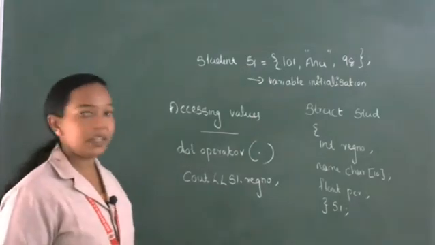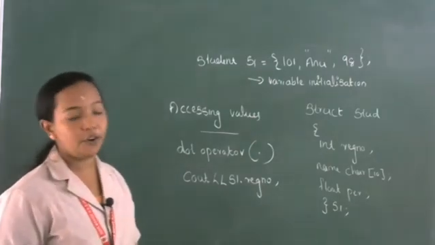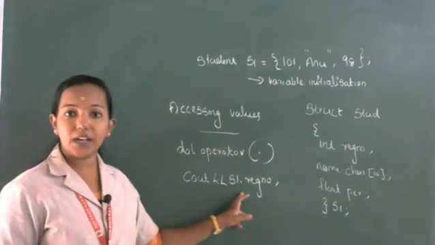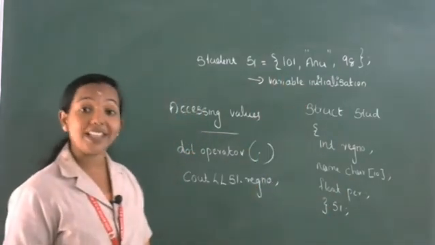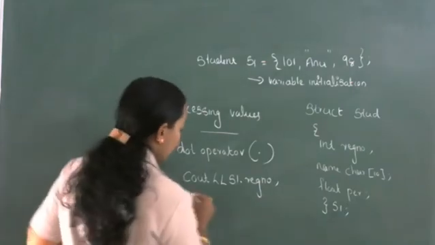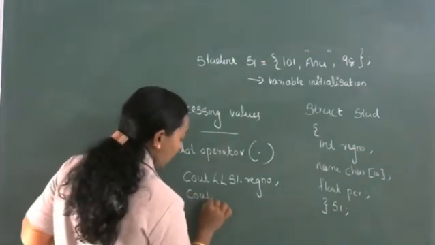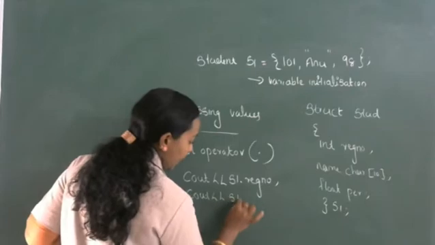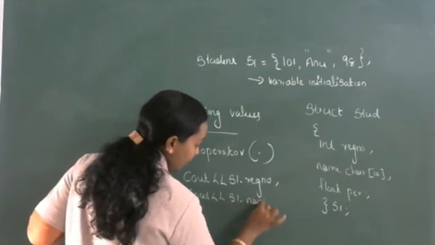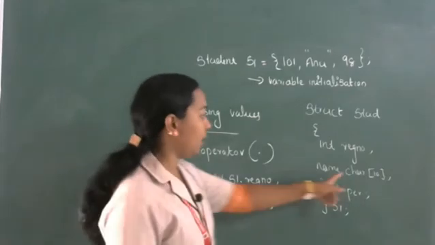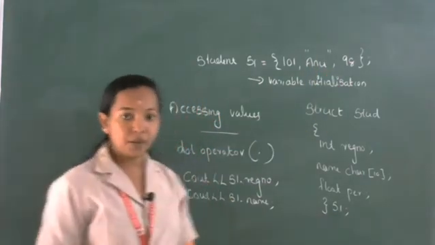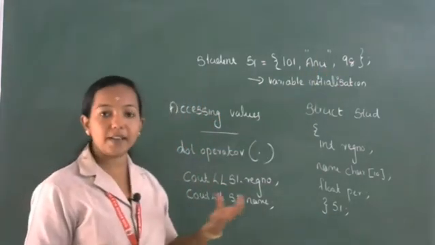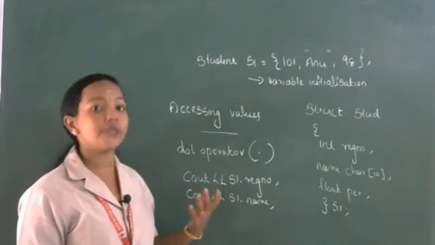What will be the output statement? Cout S1 dot register number. We will get 101 as the answer. Then one more statement I can write: Cout S1 dot name. Then what will be the output? Name of the student. What is the name of the student? Anu. Okay, so using the dot operator, we can access elements from a structure.